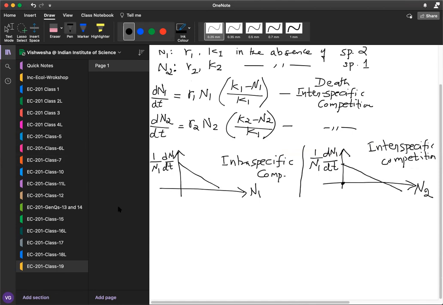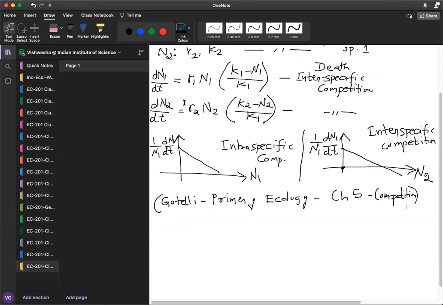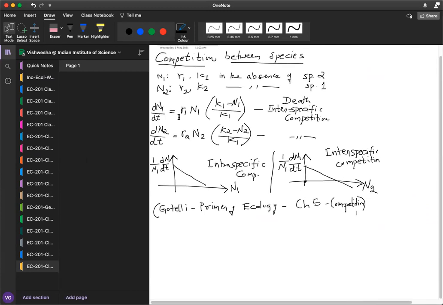I'm going to use the notation used in this book, largely, not entirely. I think chapter 5 has a section called competition. Do read it because it's really nicely written. It very nicely discusses how each mathematical term must be interpreted, in a nice and accessible way. So I encourage you to read that book, not just for this, but in general. So let's write down in the following way.